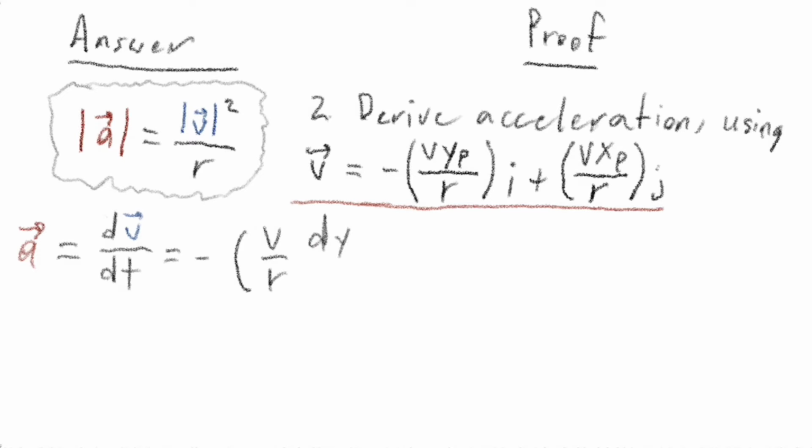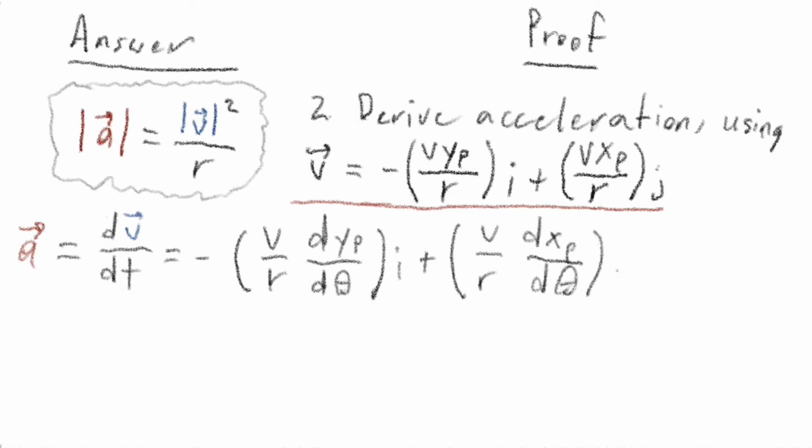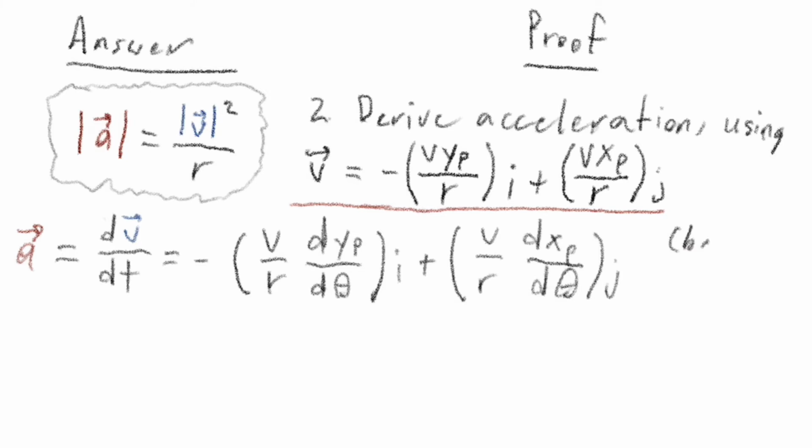The cool thing is when we take the derivative of these expressions with respect to time, or the angle of the circle, which amount to the same thing, the only parts of this equation that are changing are the x and y coordinates. The reason is that v is constant because this is uniform circular motion. So we get this expression here for the acceleration vector.